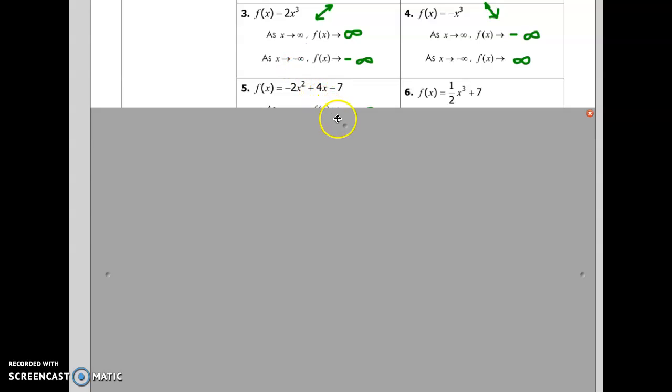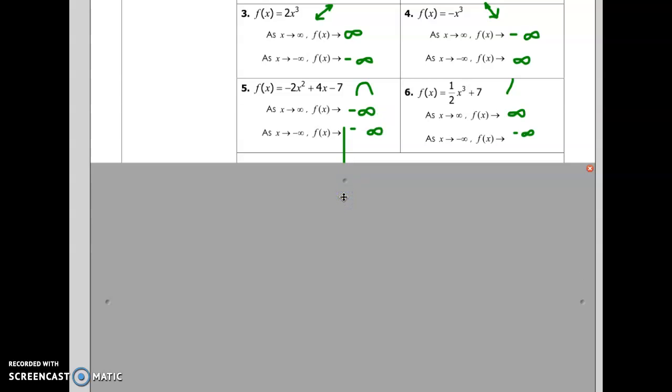So if you checked these out, this should be opening down, so I would say it's going to look something like this. This one would look something like this. For number 5, it should have the same end behavior, negative. Number 6 should have opposite end behavior. As we go to the left, it goes down. As we go to the right, it goes up.